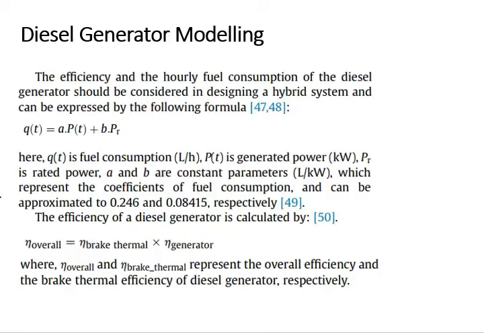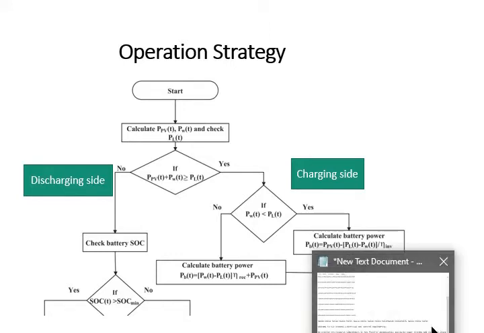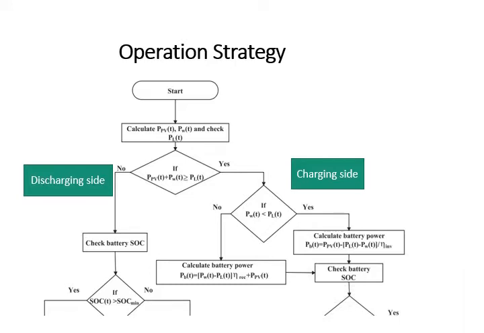So the next thing is the operational strategy. We are going towards the operational strategy. After discussing the operational strategy, we will be concluding our lecture. So in the operational strategy, we are simulating on an hourly basis. In 1 year there will be 8760 hours, so you have to run this loop, this flow chart, 8760 times.